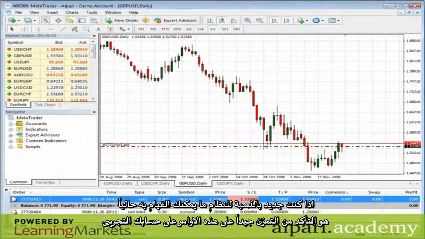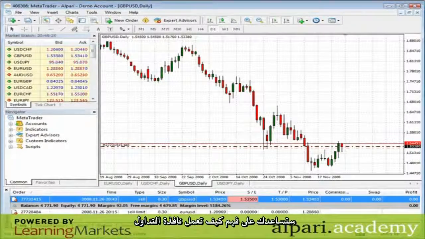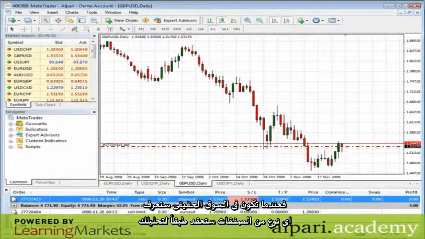If you're new to the system, one of the best things you could do right now is to make sure that you're practicing some of these order types in a paper trading account. It'll help you to understand how the trade window works so that when you're in the live market, you know exactly what kind of an order to place to match your analysis.